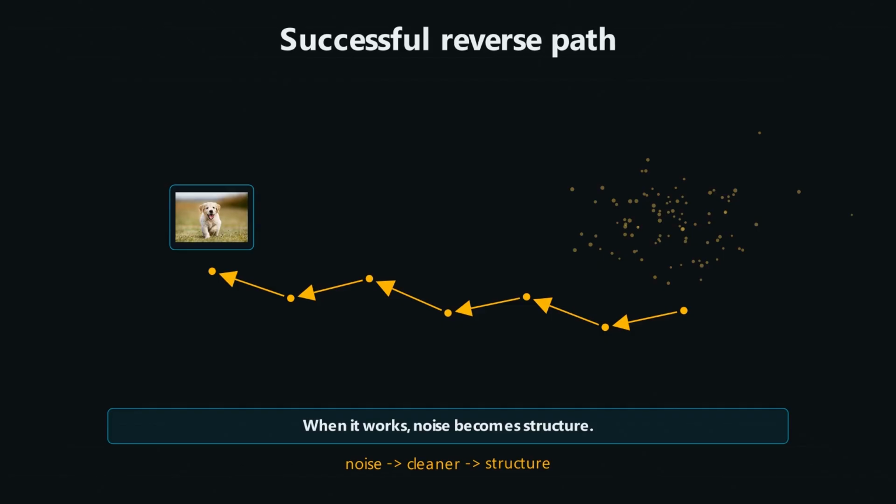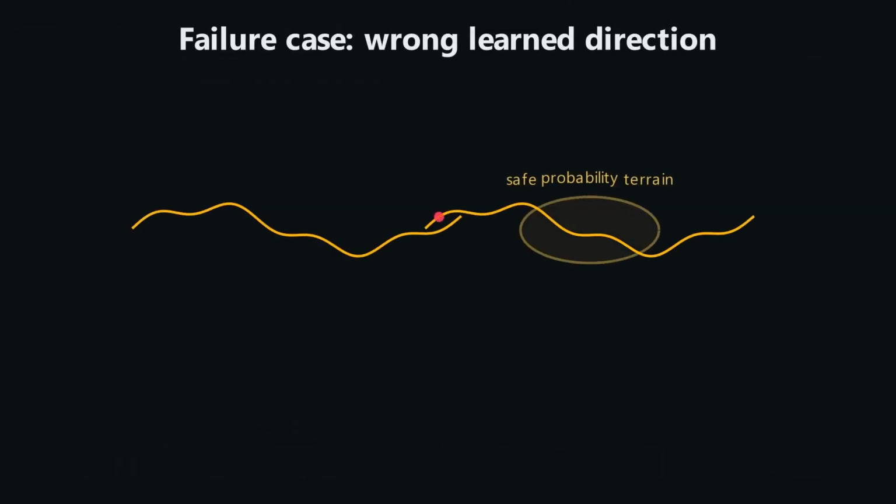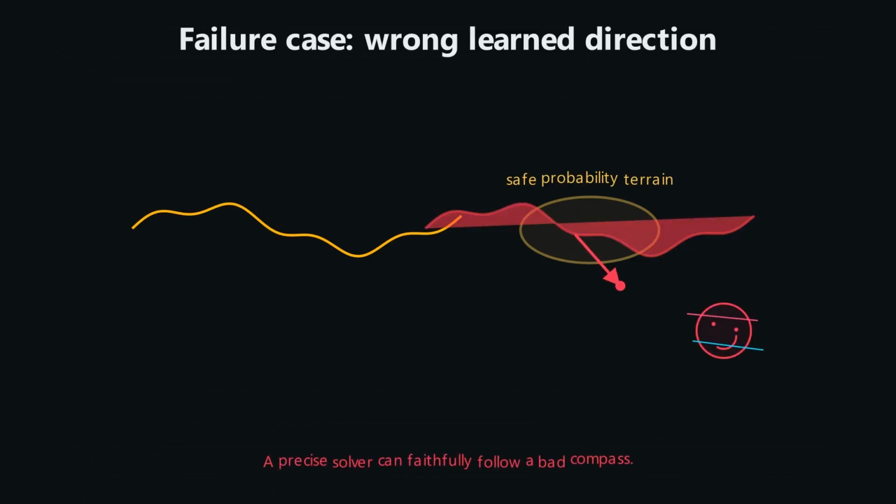The score field is learned, and learned fields can be wrong. If the neural network gives a bad direction, the numerical solver may follow it perfectly and still go to the wrong place. That is the terrifying part. A very accurate solver following a bad compass is still just confidently lost. In the animation, one red arrow points the sample away from the data region. The solver follows it. The point leaves the safe probability terrain. The final image becomes distorted, unstable, or strange.